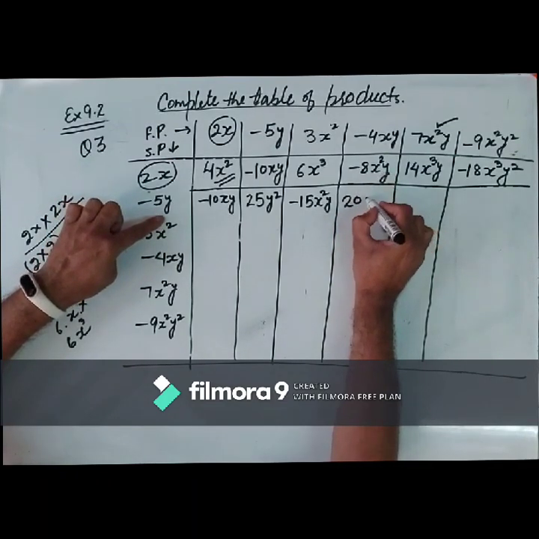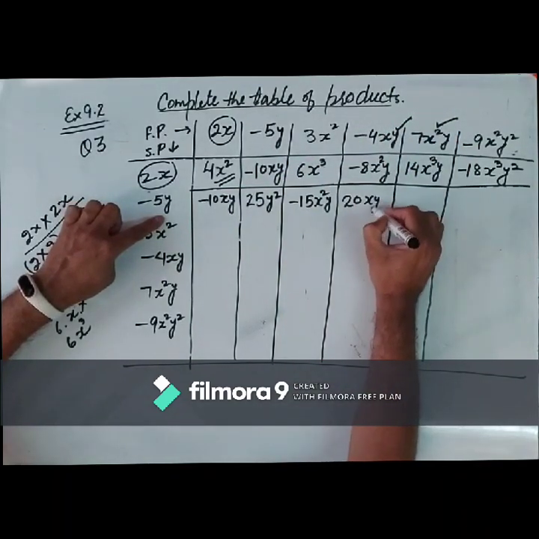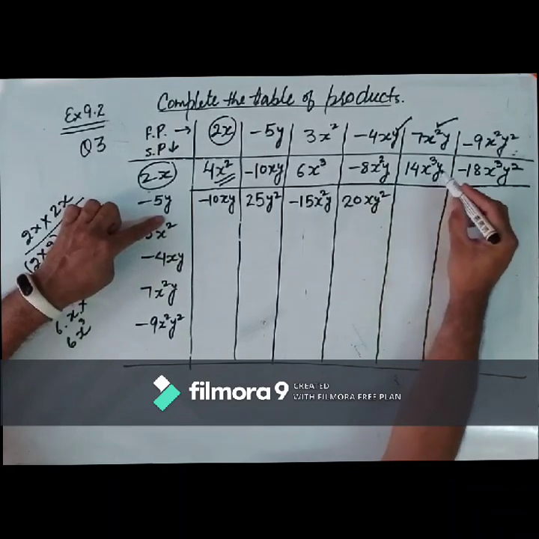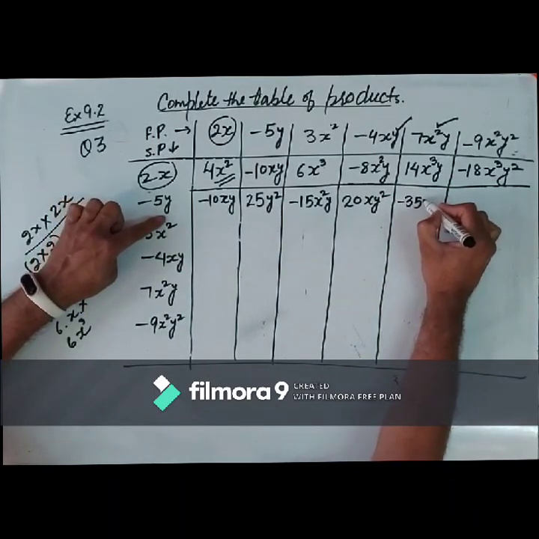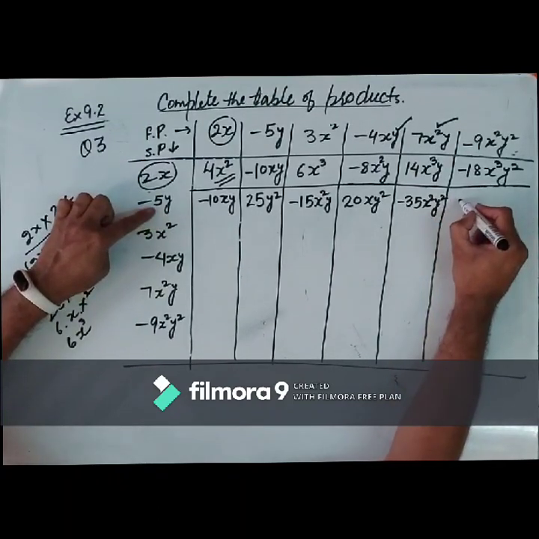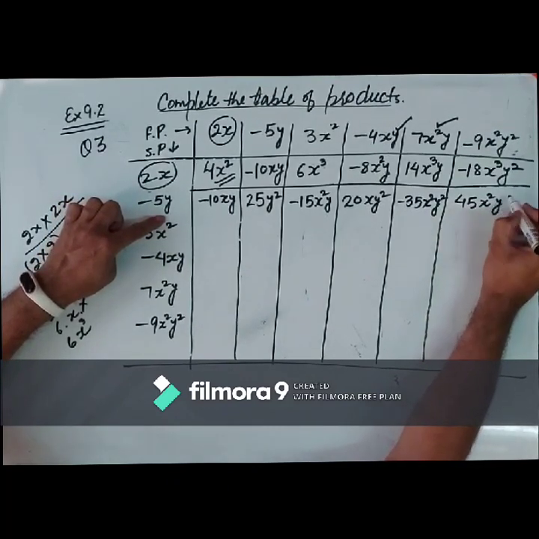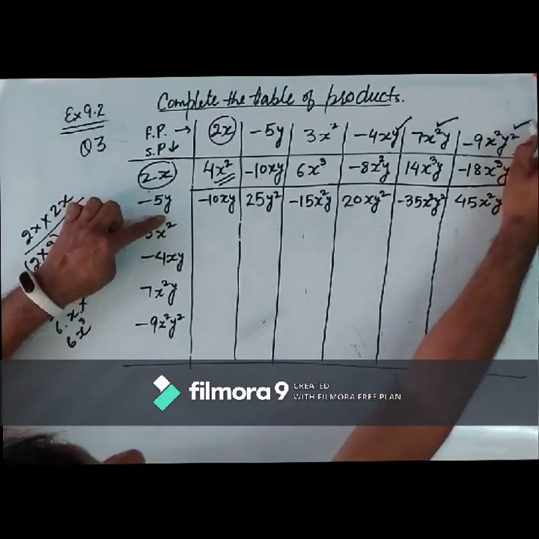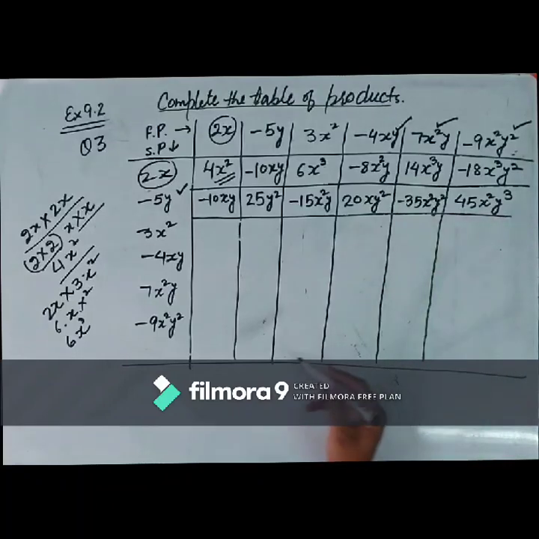y has to be multiplied with y and x, this is x into y square. So 7 into 5 is 35 and this is x square y square. Minus 5 into 9 is 45, and x square you can write and y cube, y square and y is y cube. So this is how we will complete this whole table of multiplication.